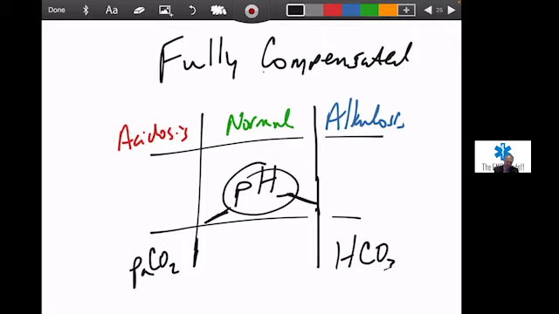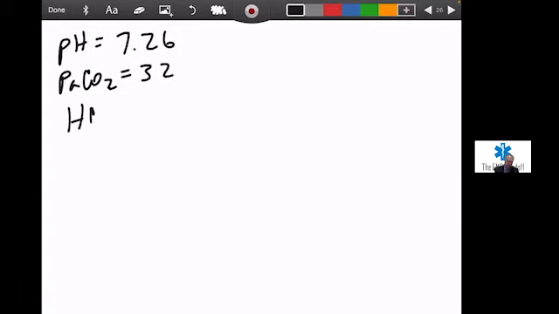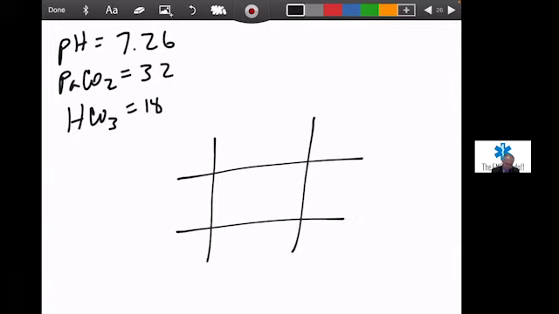So with that, let's actually plug in and do some problems. So we've got a patient that's got a pH. Grab your piece of paper, and I'm going to give you just enough time to do this before I start drawing it out. So the pH is 7.26. The PaCO2 is 32, and the HCO3 is 18. So remember your normal values, make your Tic Tac Toe grid, I'll give you just a second to do that. I'm going to draw mine out while you're working to draw yours out.